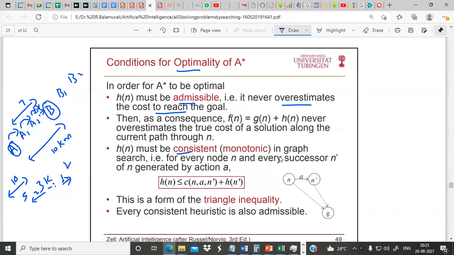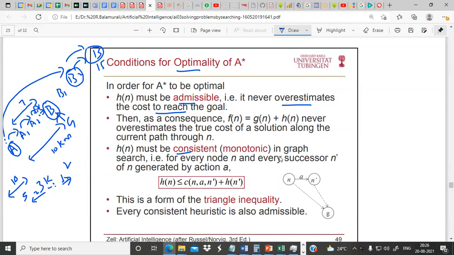Say it overestimates and it has reached this state B2. It checks whether this is the goal state or not. No, it's not a goal state. But let us assume that the same goal state is available here also at a distance of 15 kilometers.